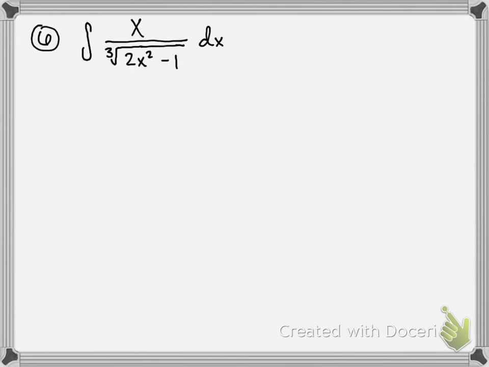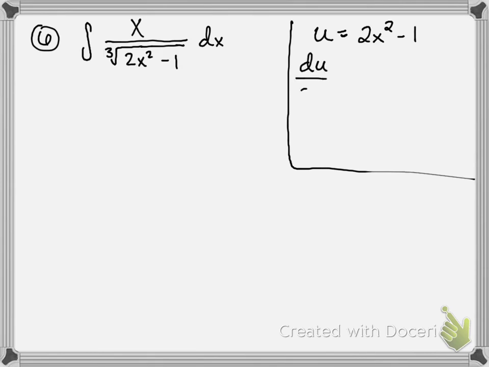Remember, I want to choose a u that is not hard to take the derivative of. So I don't want to take fraction powers and do all that stuff. So I'm just going to let u be 2x squared minus 1. I'm going to pick that because I know it's going to be a nice derivative.